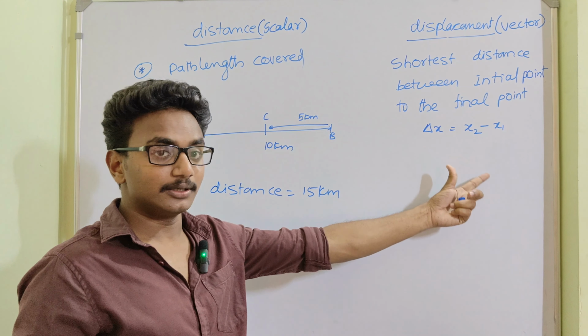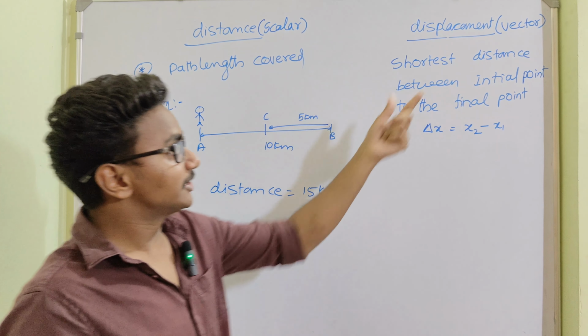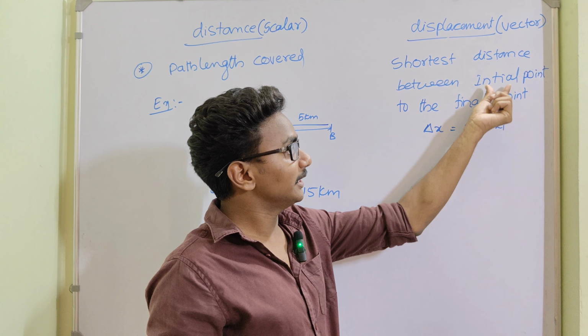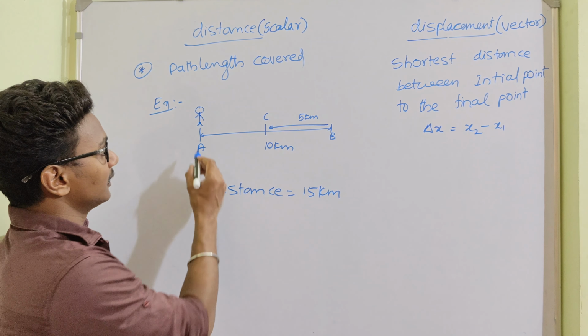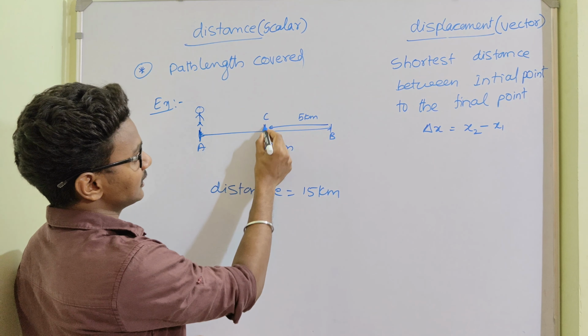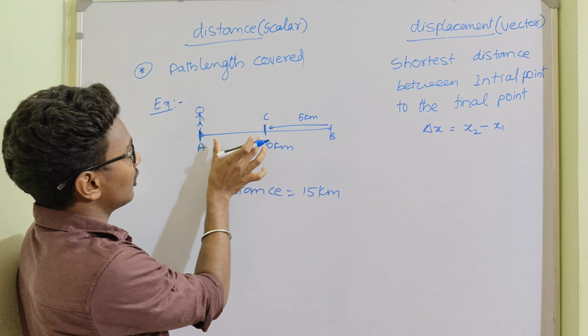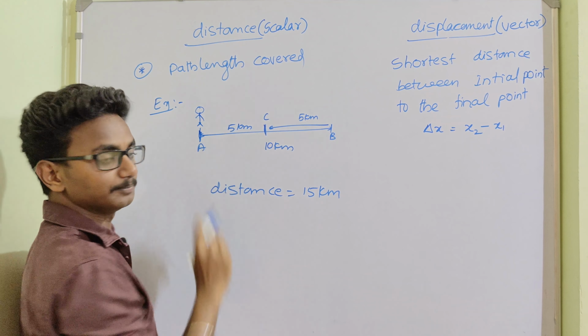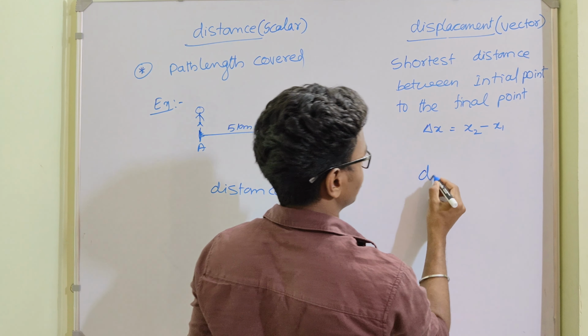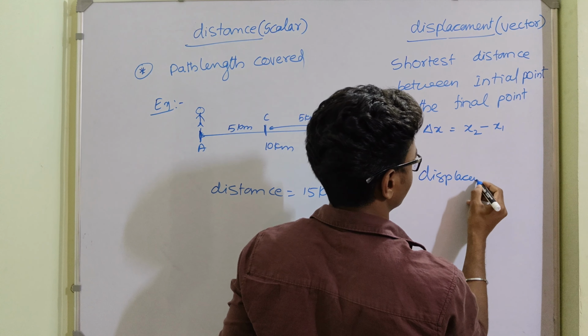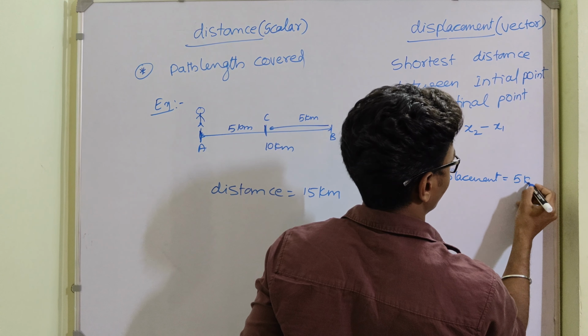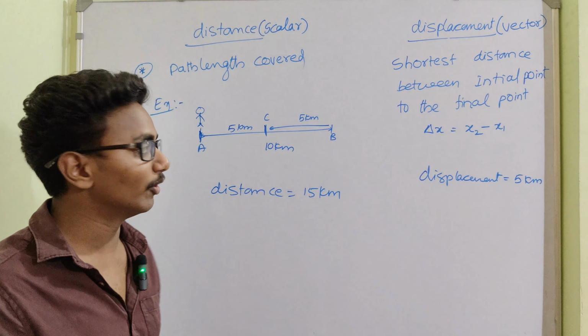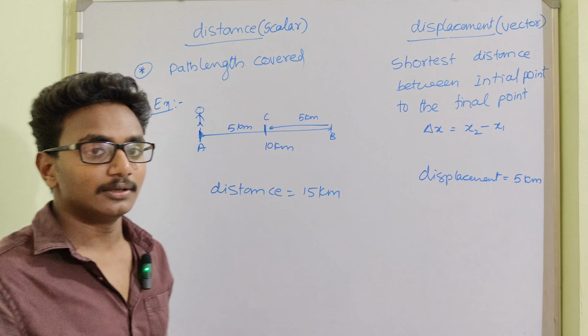While coming to displacement, take the same example. Displacement is the shortest distance between the initial and the final point, right? This is the initial point. This is the final point. What is the shortest distance between these two? 5 kilometers. That's the displacement. Hope you understand the difference.